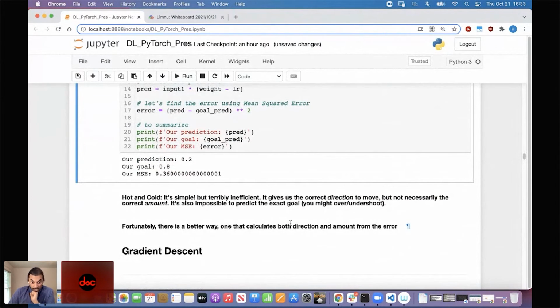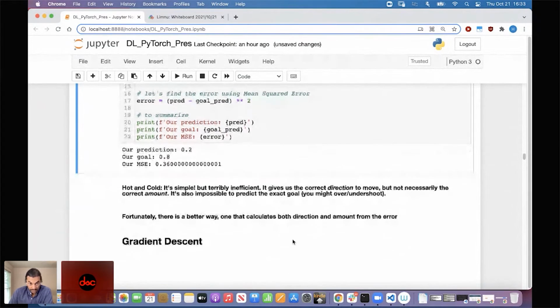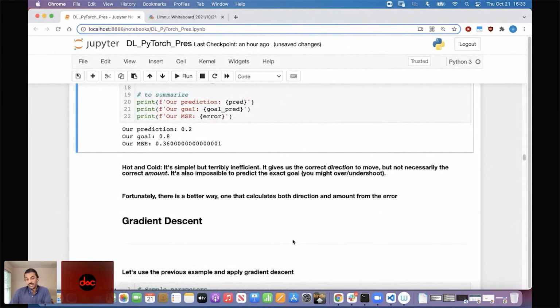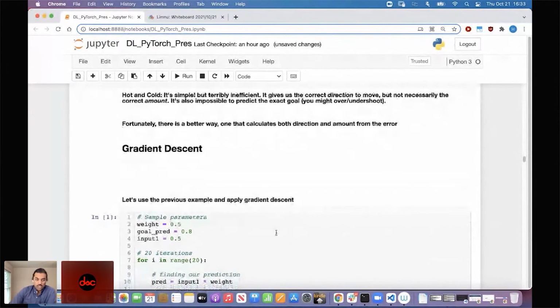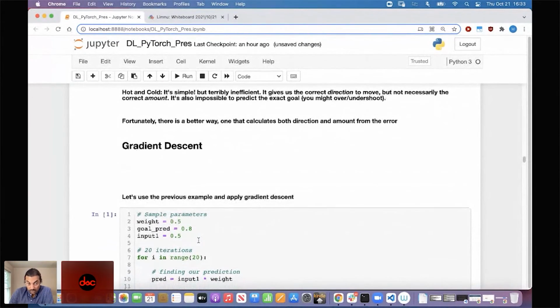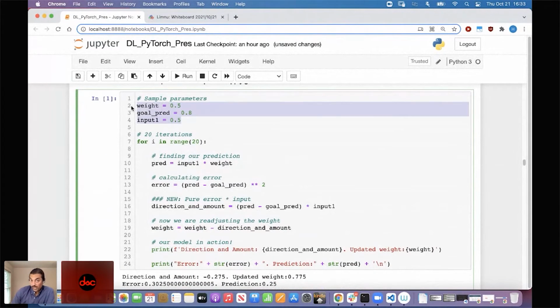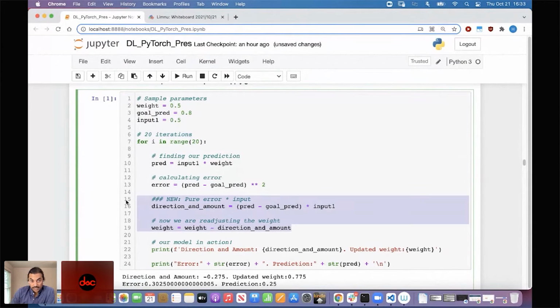This is just but one way to find the optimal weight of the model. However, there is a better way, and it's called gradient descent. Now, it sounds kind of a scary word, but I promise it's not that bad, okay? So let's go ahead and use the previous example and modify it a little bit, okay? And so here, again, I have the same weights. I'm going to iterate through my model about 20 times. And what I want to put your attention to is these two lines here. This is where we're going to do something a little bit different.